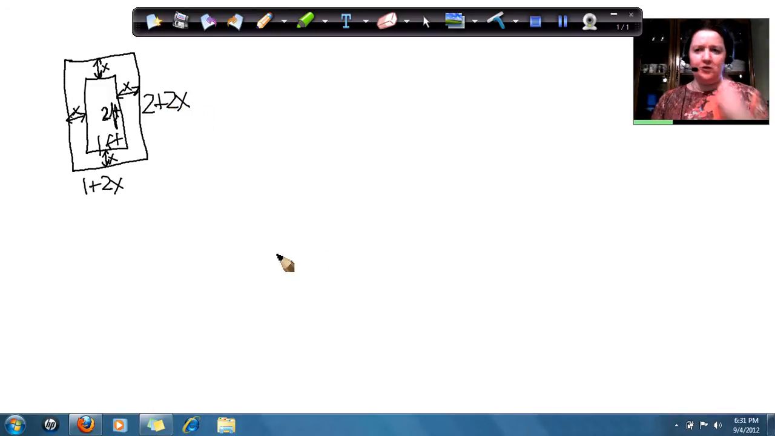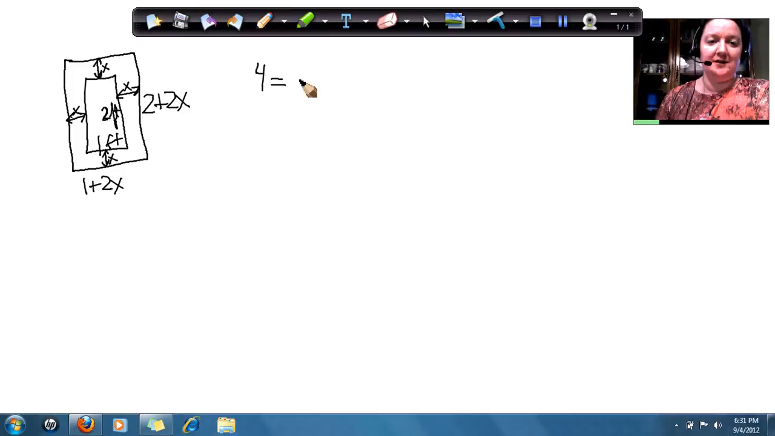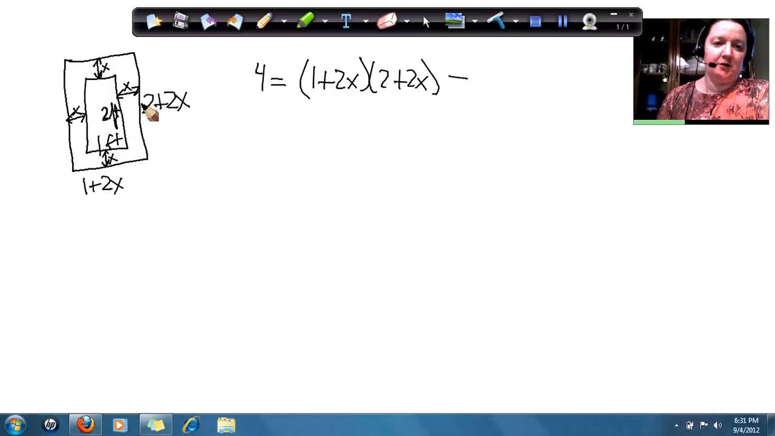And in the question it told me I had 4 square feet of glass to work with. So I know that my 4 has to equal my 1 plus 2x times my 2 plus 2x, but I have to get rid of the original picture, stained glass window, 2 times 1.